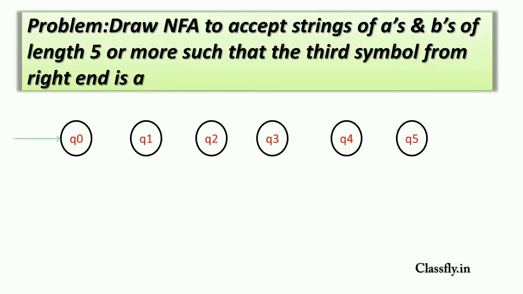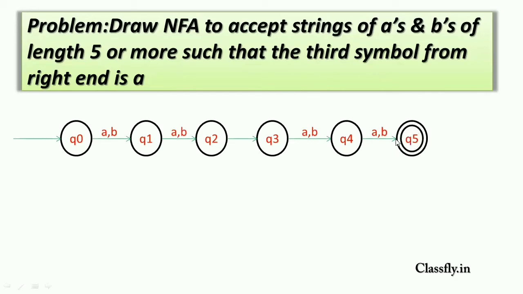Now Q0 acts as the start state. And let's see how we can pass the input symbols. A, B is passed from Q0 to Q1, A, B is passed from Q1 to Q2, and from Q3 to Q4, A, B is transmitted, and Q4 to Q5, A, B is transmitted. And coming to the last condition, that the third symbol from the right end is A. If we consider 1, 2 and 3, this will be the third symbol.